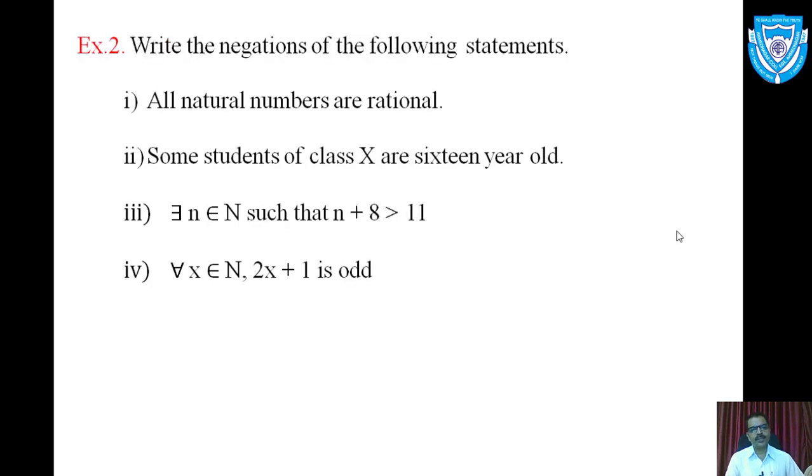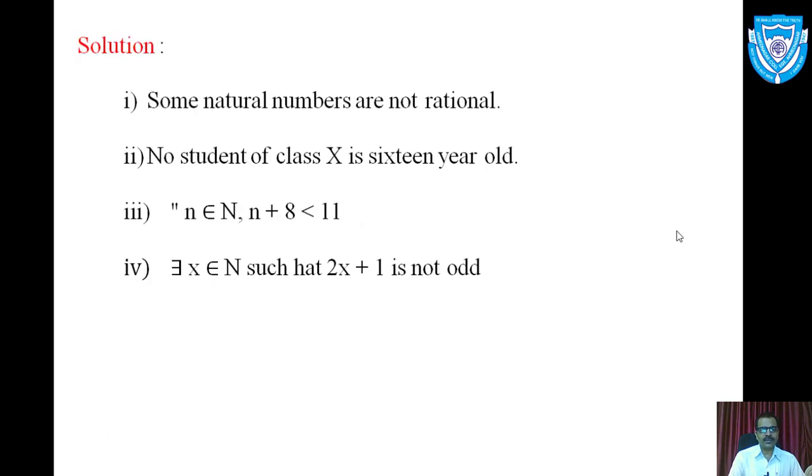Move to the fourth example. For all x belonging to capital N, 2x plus 1 is odd. Now its negation becomes: there exists x belonging to N, 2x plus 1 is not odd.